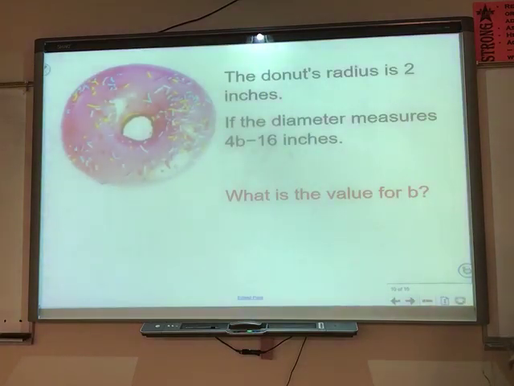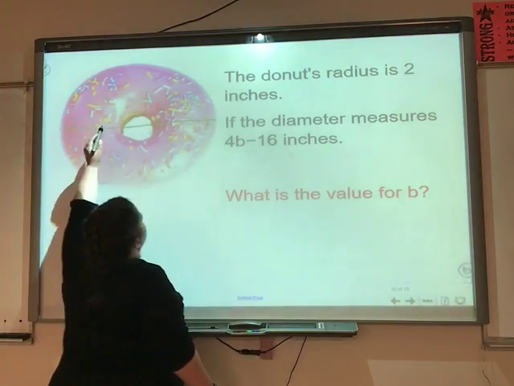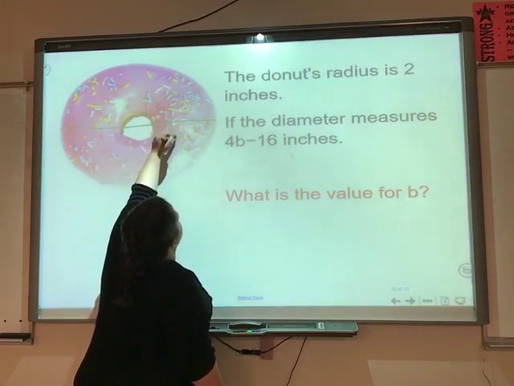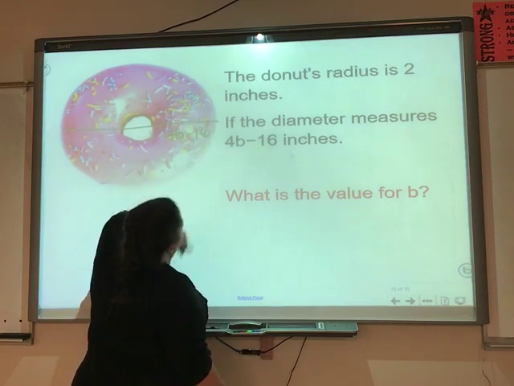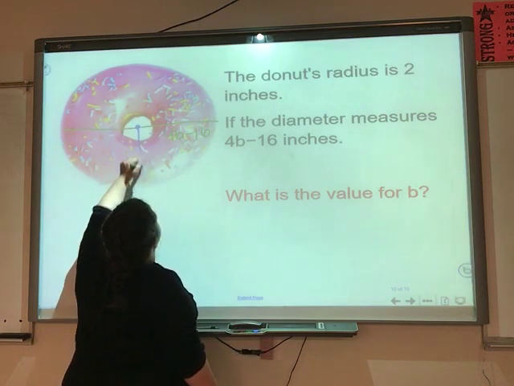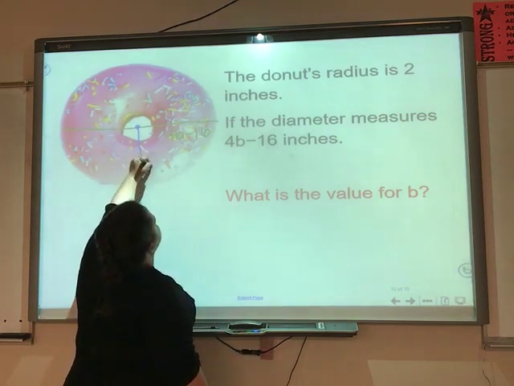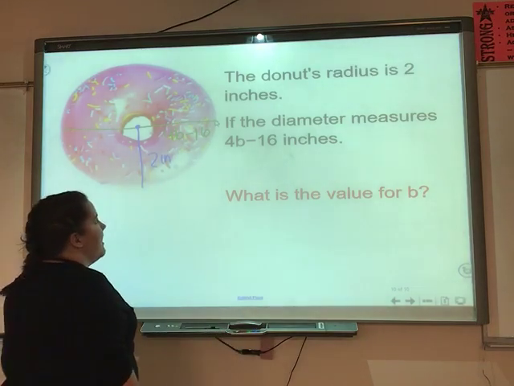The donut's radius is 2 inches. If the diameter measures 4b minus 16 inches, we want to know what is the value for b. So we're going all the way across this donut. 4b minus 16 inches. Okay? Then we know that our radius, so from that center out, is 2 inches. I want to figure out what is the value for b.